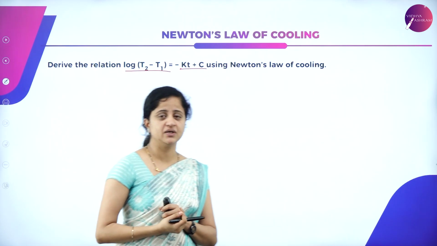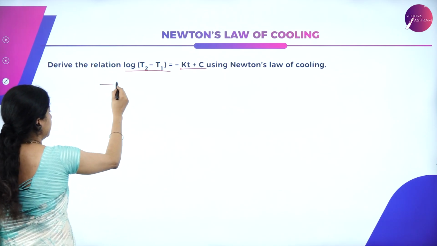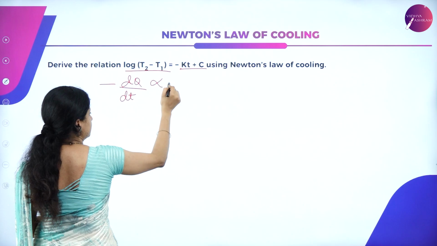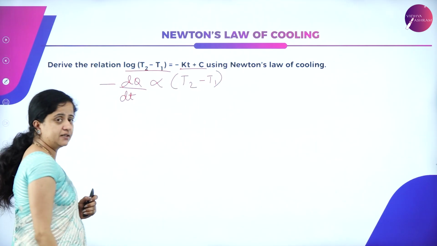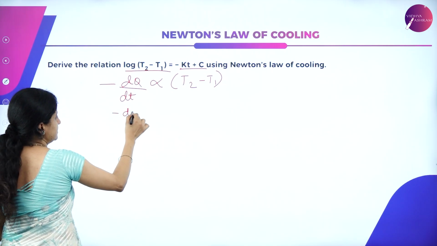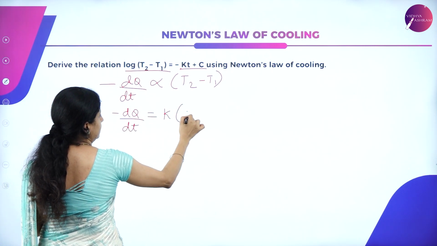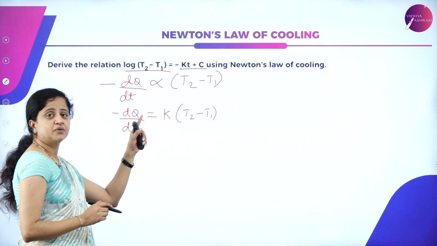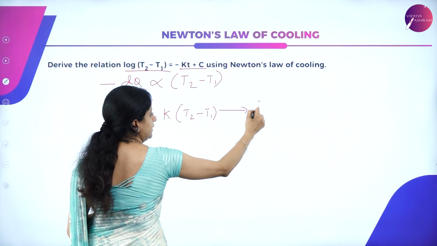To arrive at this equation, we must have the knowledge of Newton's law of cooling, which states that minus dq divided by dt is directly proportional to T2 minus T1, that is the temperature difference. Or we can write this as minus dq divided by dt is equal to k into T2 minus T1, where k is nothing but the proportionality constant. I'll call this equation 1.